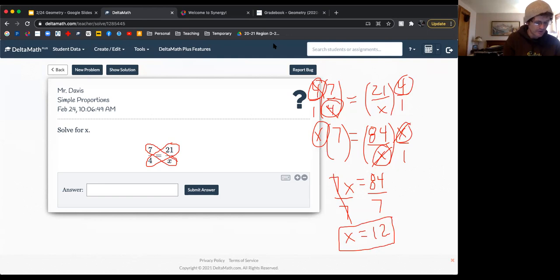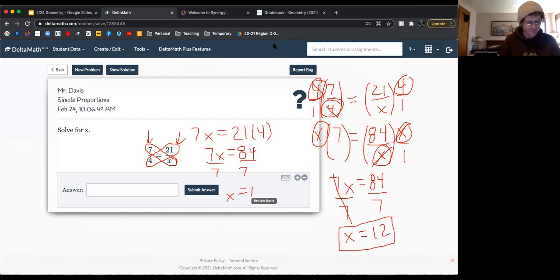All right, so I'm going to multiply 7 times x. So I have this diagonal right here. When I multiply those together, it's going to be 7x. When I multiply these two together, 21 and 4, it's going to be 21 times 4. And we already saw that's 84. So now is where I can just divide by 7, and x equals 12. All right, so we'll just do cross products from here.